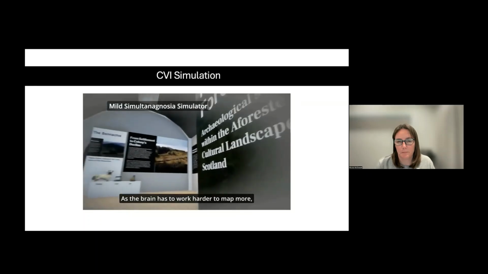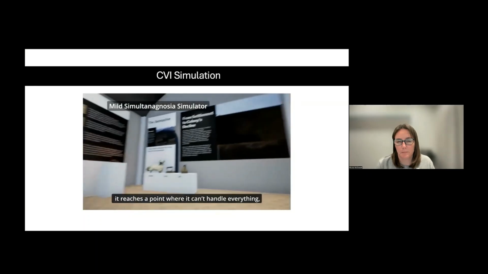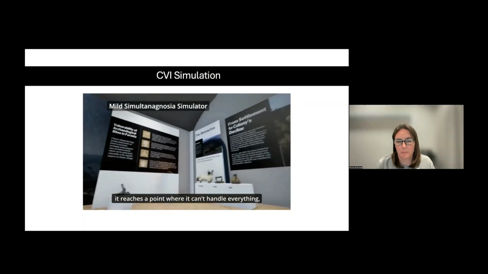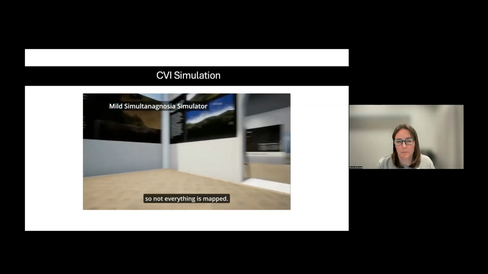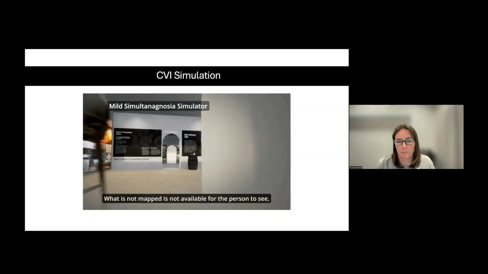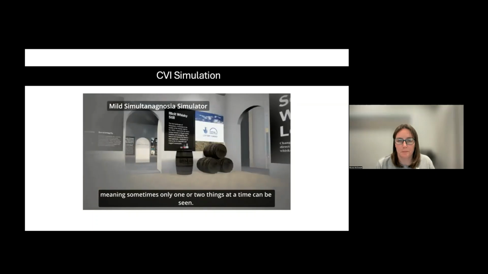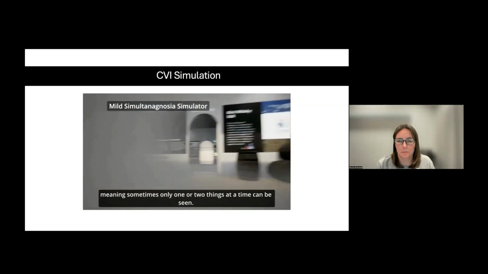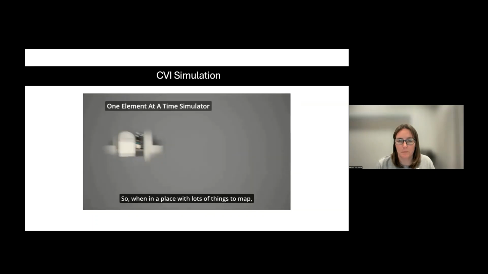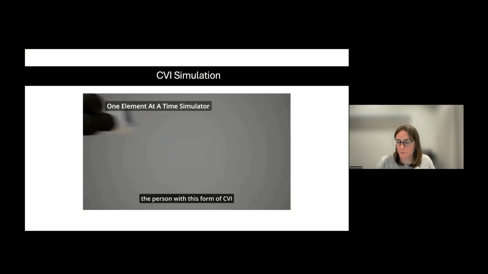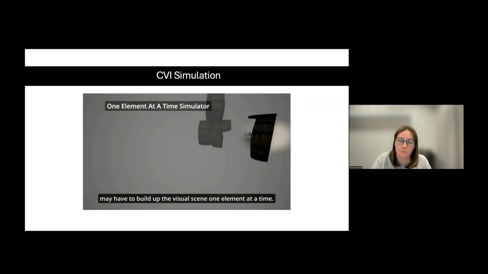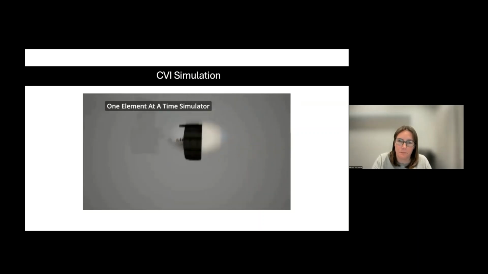As the brain has to work harder to map more, it reaches a point where it can't handle everything, so not everything is mapped. What is not mapped is not available for the person to see, meaning sometimes only one or two things at a time can be seen. So, when in a place with lots of things to map, the person with this form of CVI may have to build up the visual scene one element at a time.